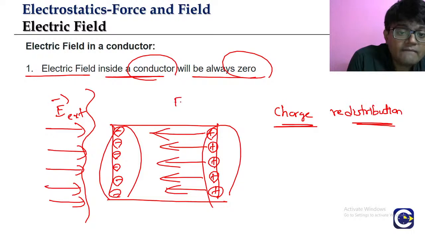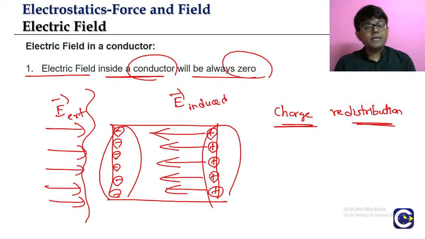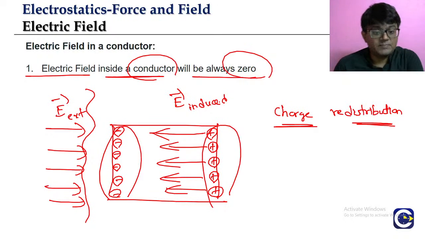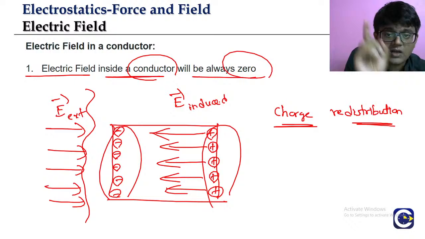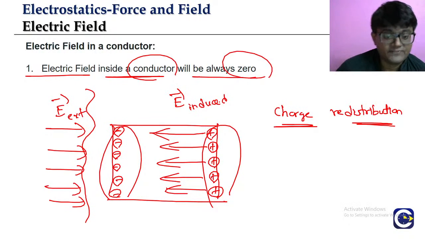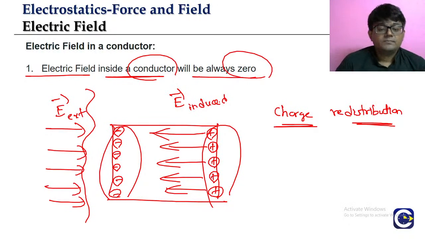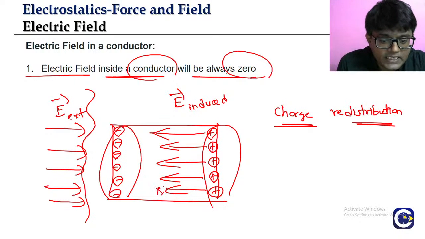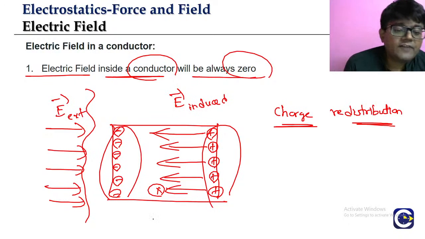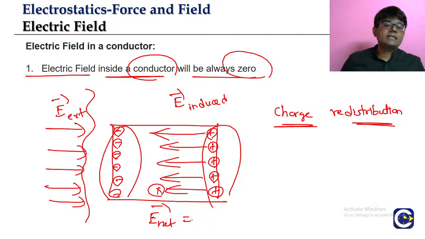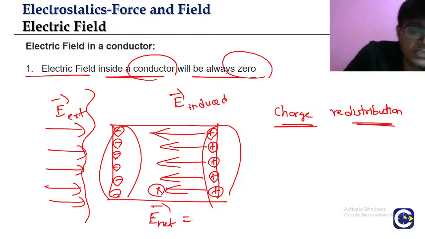We will call it the induced electric field. How will it be? It will be exactly in the opposite direction. Look, the applied or external electric field is towards the right, and the induced electric field will always be in the opposite direction, towards the left. Now inside the conductor, you take any point. If I ask you what is the net electric field, what do you have to say?